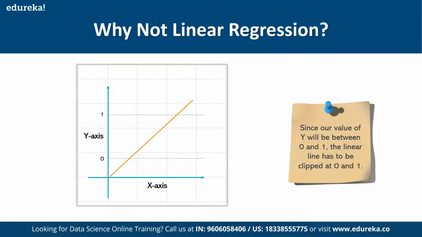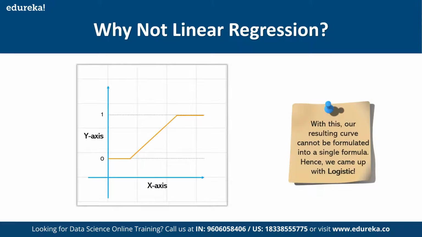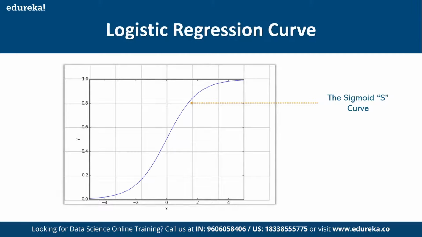This kind of decision you obviously cannot model with linear regression, because those are predictive modeling techniques. Here we are talking in terms of coordinates. With this, our resulting curve cannot be formulated into a single formula, hence we cannot come up with a logistic curvature, or logistic regression, which actually uses the sigmoid as a cost function, which I'm going to talk about in the next slide. The basic funda is that linear regression works for continuous or numerical variables, and logistic regression works for binary or categorical variables.